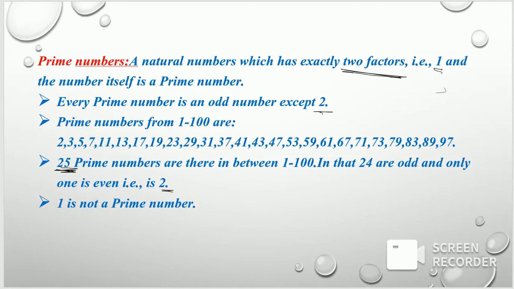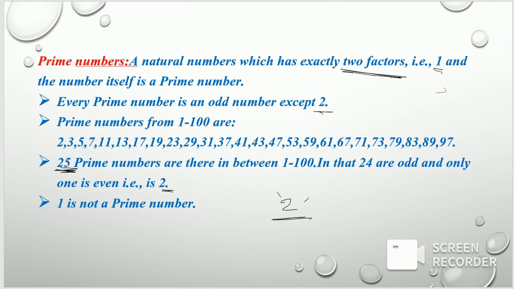only 2. From 1 to infinity, we have to separate the prime numbers. All prime numbers are odd numbers except 2. That means only one even prime number is there, that is 2. The even prime number is nothing but 2.